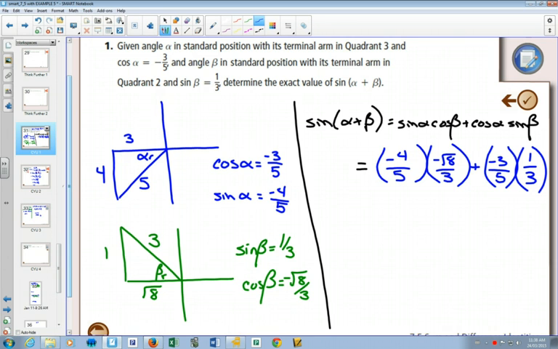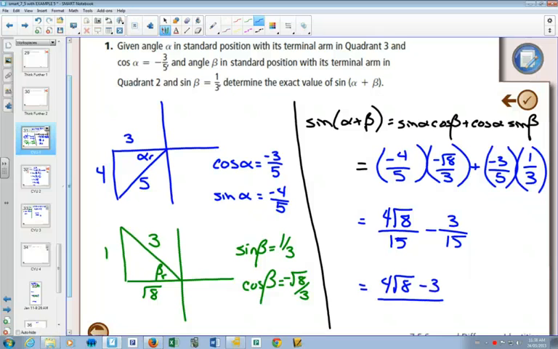Now it's just a matter of simplifying. We need to write our answer as one fraction in the end. Well, negative times negative will be positive 4 root 8 over 15 minus 3 over 15. So our final answer will be 4 root 8 minus 3 all over 15. And if you look at the back of the book, they've changed the root 8 to 2 root 2, but it would be fine to leave it like this.